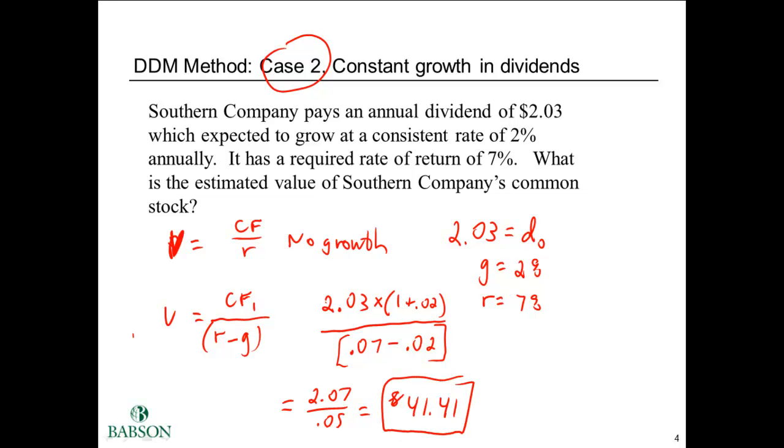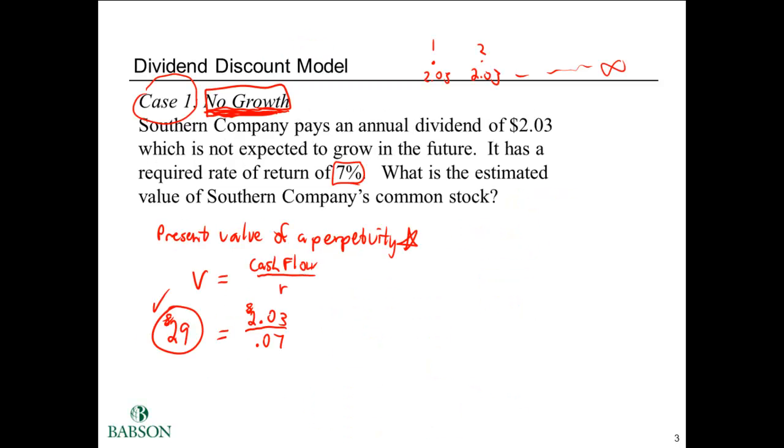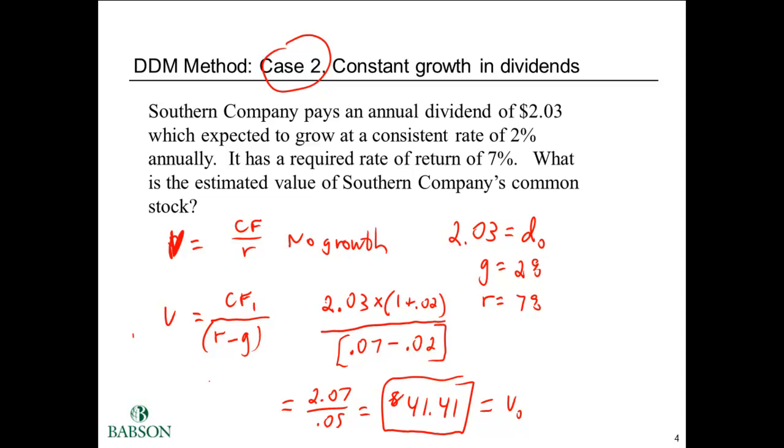So that's our revised estimate for the value of Southern Company stock today. If we think that the dividend is going to grow at 2% per year, then we would assign a value of about $41 to Southern Company's stock. So notice we've now done two methods. Case 1 is useful in the instance where you don't think dividends are going to grow at all. Case 2 is useful in the instance where you think that there's going to be a constant rate of growth.